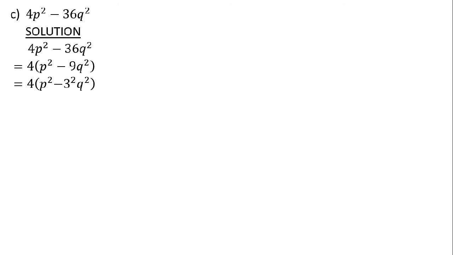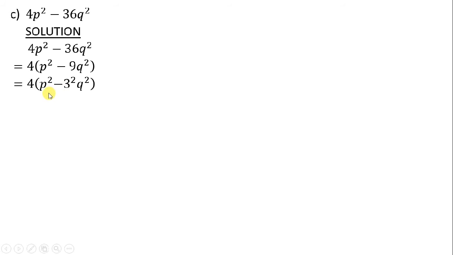Let's do that. So we have 4, open your brackets, p squared minus 3 squared q squared. Now, since we have a p squared and a 3 squared q squared, this is a difference of two squares. We've been given a subtraction sign there.